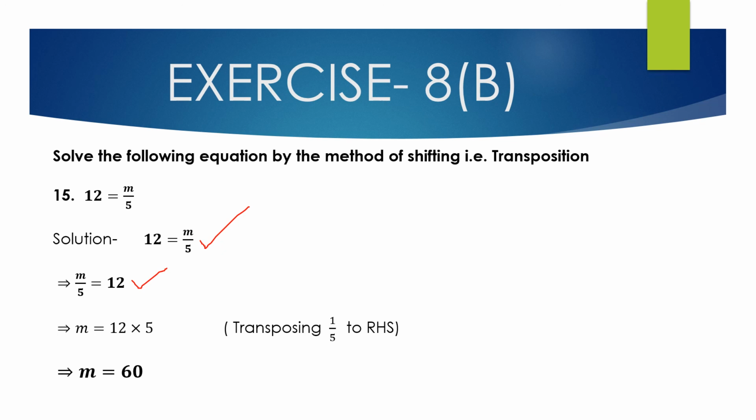Now m will be, m divided by 5, 1 divided by 5 transposed to the right hand side, then division symbol changes to multiplication. Now we get m equal to 5 multiplied with 12, and 5 multiplied with 12 is 60. Now we get m equal to 60. Now value for the variable m is 60.